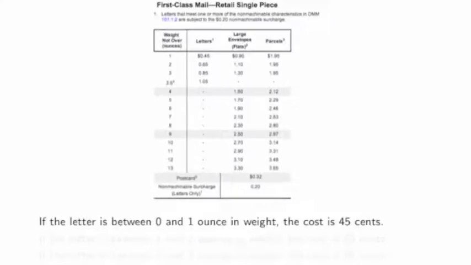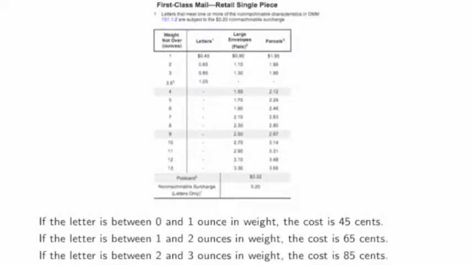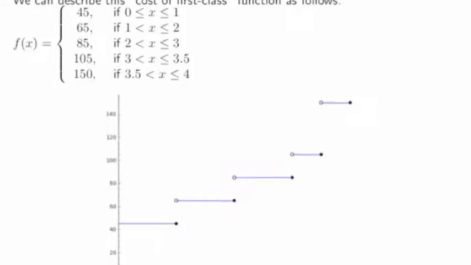So as we said, these tell us about the cost of mailing an envelope between 0 and 1 ounce, between 1 and 2 ounces, between 2 and 3 ounces, and so on. So we have 4 different pieces in the first 4 rows. And then after 3.5 ounces in weight, but less than 4, we end up costing $1.50. We can describe this cost of first class function as follows.